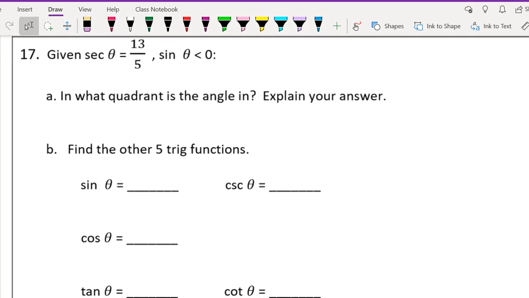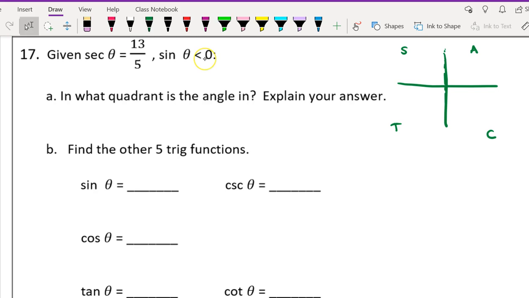All right, so for number 17, given that secant theta is 13 over 5 and sine theta is less than 0. So first of all, we need to determine in what quadrant is the angle and explain your answer. So we're going to draw a picture here. All right, so first I know all students take calculus. That's going to help me decide what quadrant I'm in.